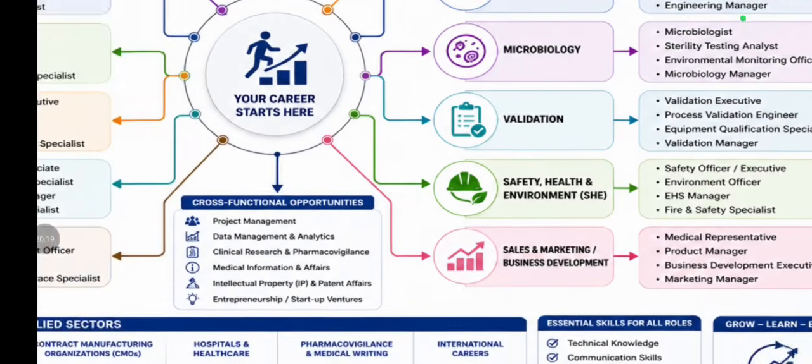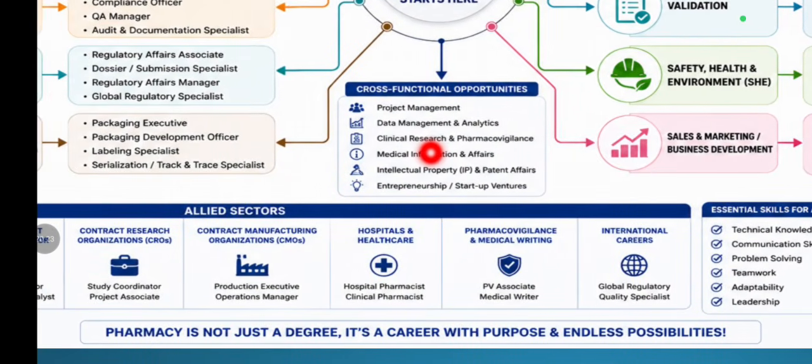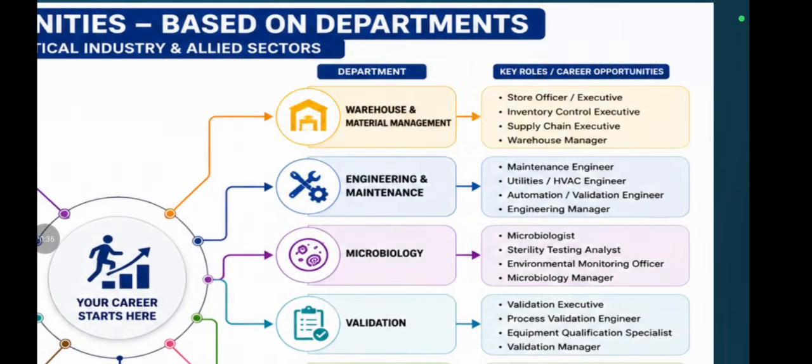So again we will go towards cross functional opportunities: project management, data management, analytics, clinical research and pharmacovigilance, then medical information affairs, intellectual property rights, then entrepreneurship, startup ventures, etc. Again we'll go towards warehouse material management: store officer, inventory control executive, supply chain executive, warehouse manager, also one of the best opportunities.